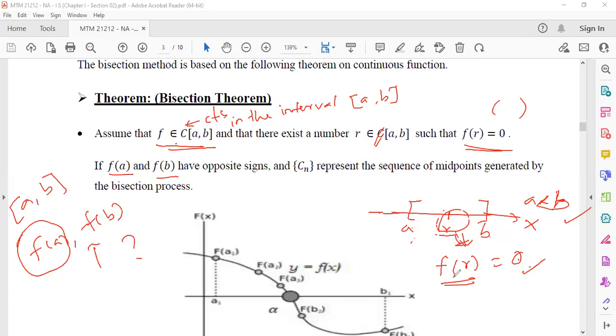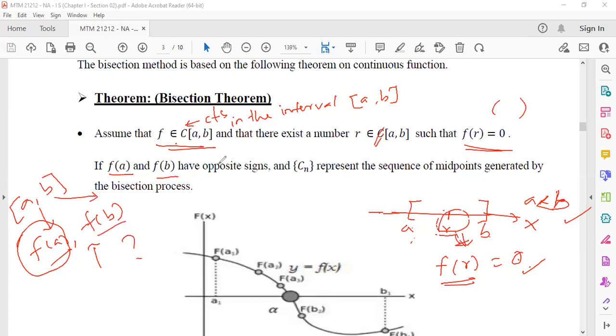Can you explain what I am doing with that a comma b to get the f(a) and f(b)? No. Okay, so nobody answered correctly. What I'm asking is substituting a into this function value, and substituting b also into the function.